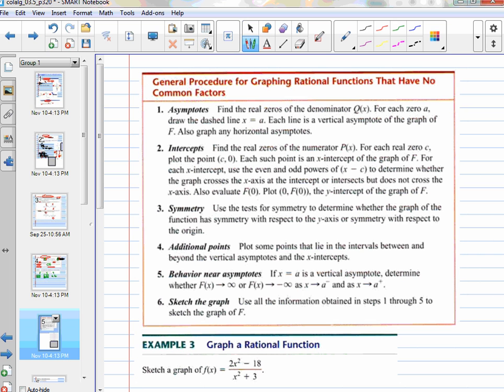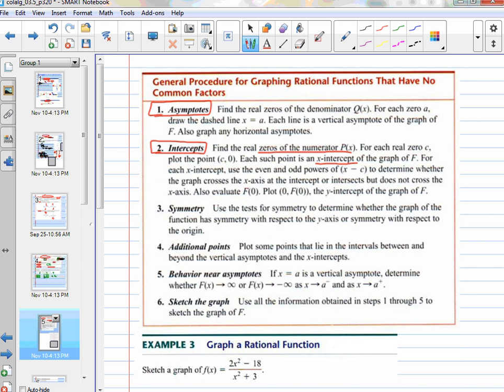So the very first thing I do in trying to graph these things is figure out where the asymptotes are. Then we are going to figure out where intercepts are. We've done this before. Intercepts: the zeros of the numerator, where the numerator equals 0, is where the function equals 0, and those are the x-intercepts. We'll practice this here in just a minute.